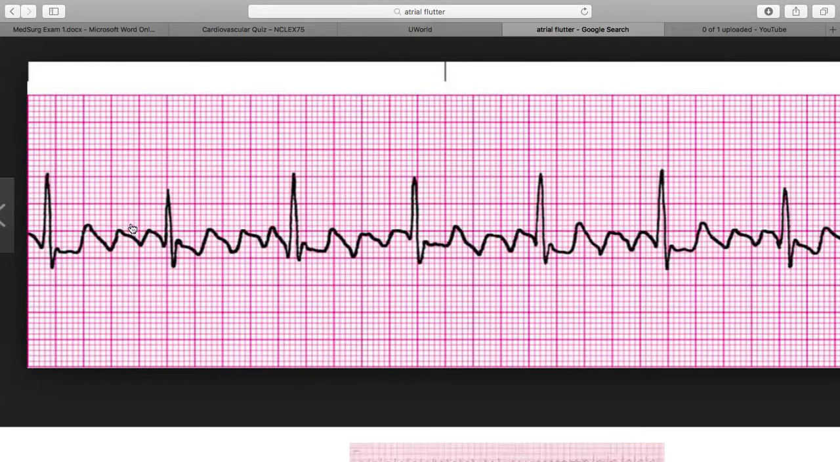PQRST. PPPPQRST. PPPPQRST. PPPPQRST. So it's kind of like a sawtooth. And you see these? That's how you can tell off the bat that it's a flutter.